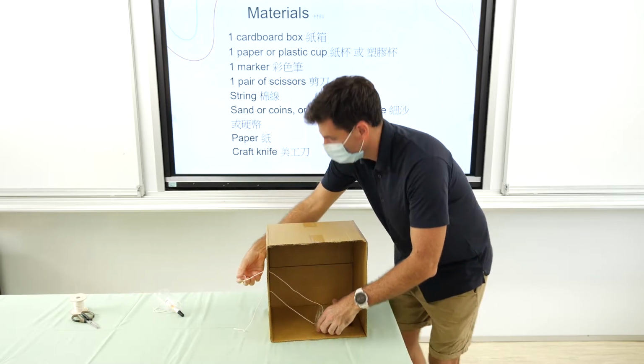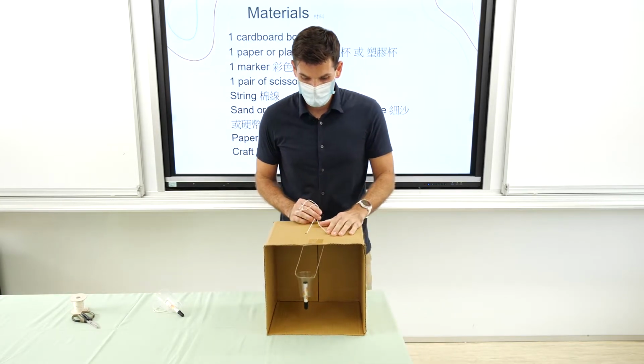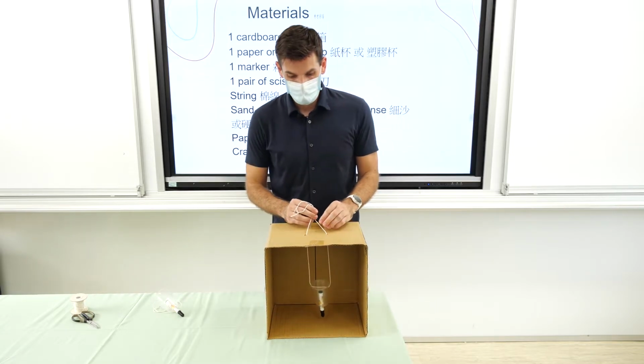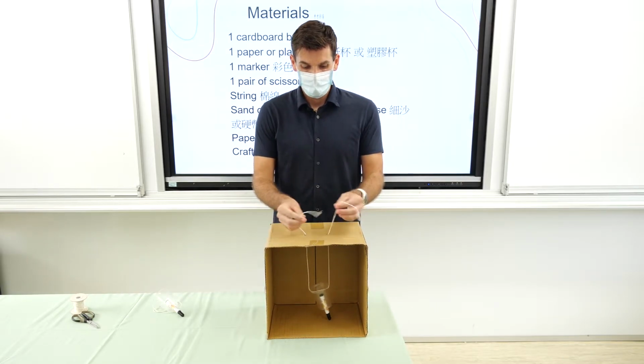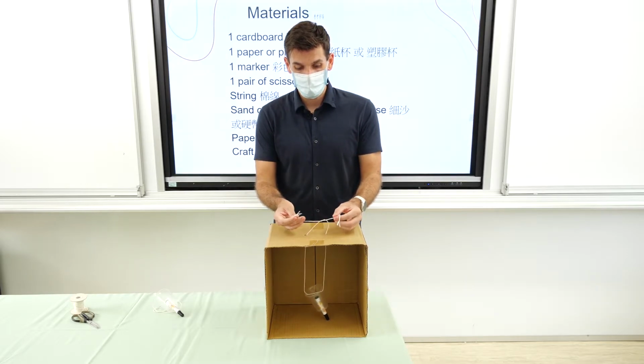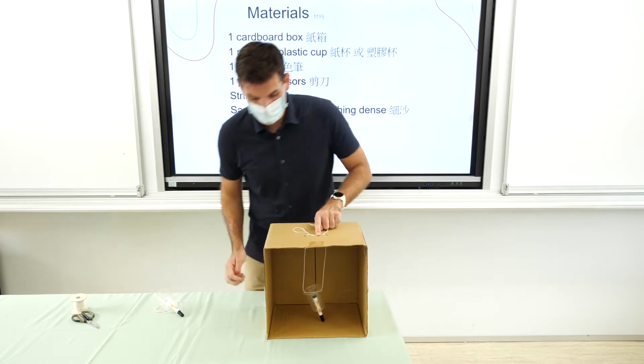Okay, now we can take our 2 strings, turn our box up. Okay, now you can see the cup and the marker hanging down. Okay, now this part, we're going to tie the strings together. I'm just going to tie one, and I'm going to have to look at my cup and see.